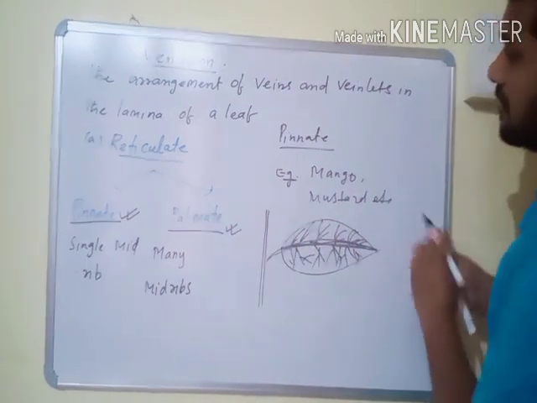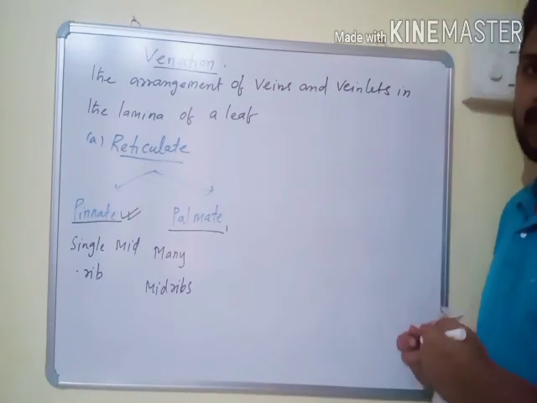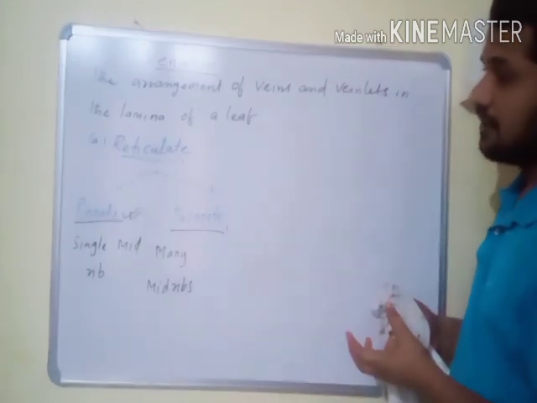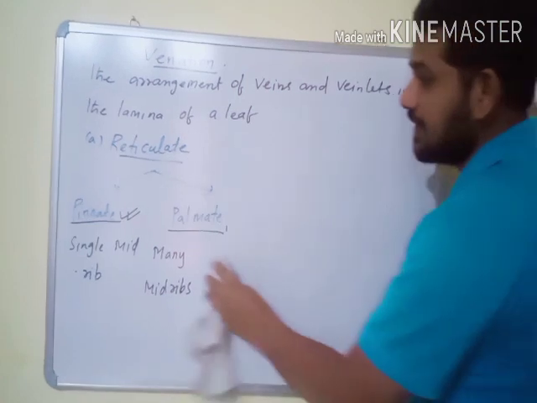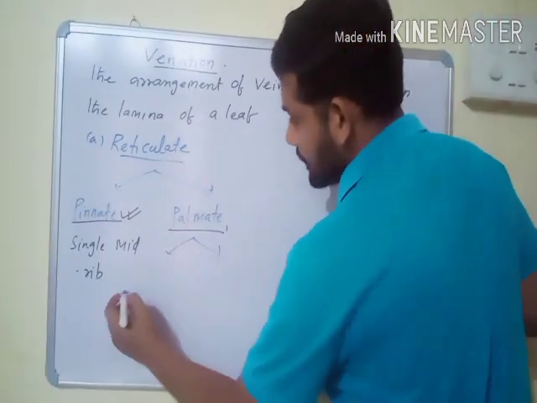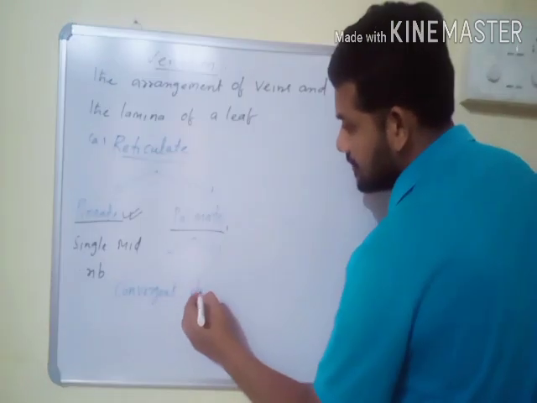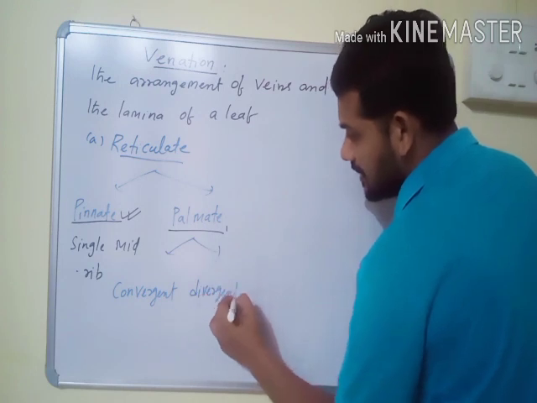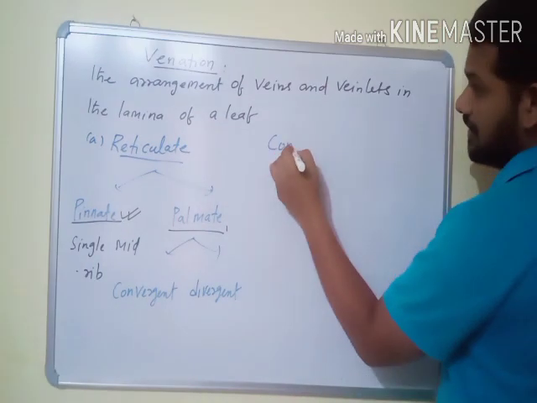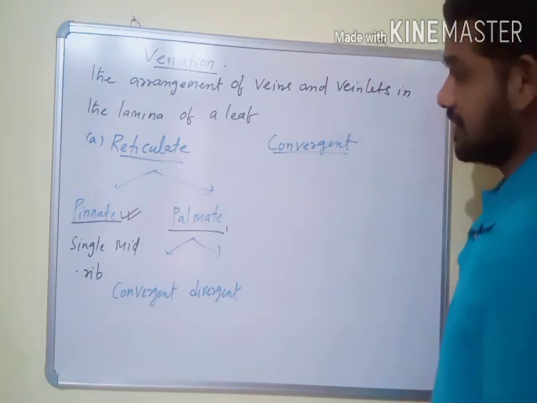And the second one is palmate reticulate venation. In palmate reticulate venation, the lamina has many midribs, and depending on the position of the midribs, palmate reticulate venation is again divided into convergent and divergent. It is again two types: convergent palmate and divergent palmate. In these two types, the lamina possesses many midribs. First one is convergent palmate reticulate venation.